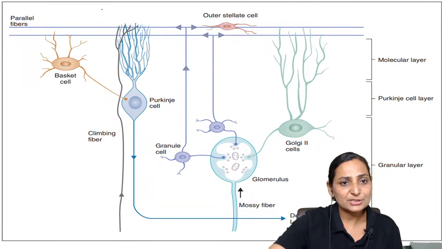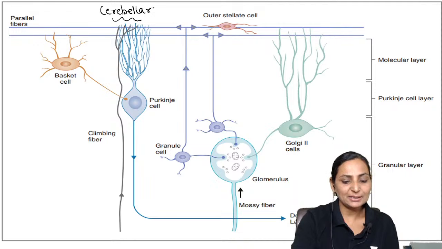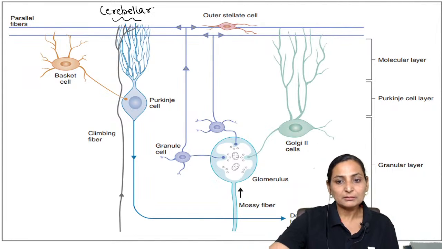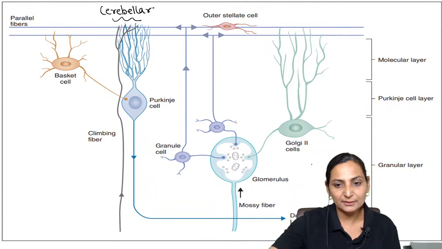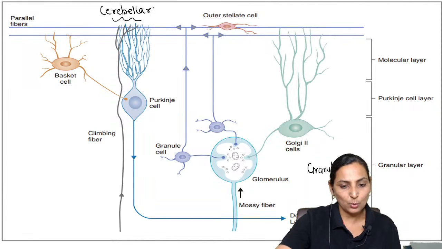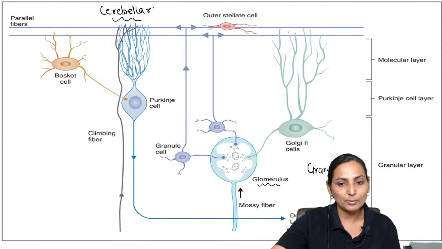Now, this is your cerebellar circuitry. You know that the cerebellum has got three layers. The granule cell layer, which is the innermost layer, which has got granule cells and Golgi type 2 cells, and this is what is called the cerebellar glomerulus or the cerebellar glomeruli.